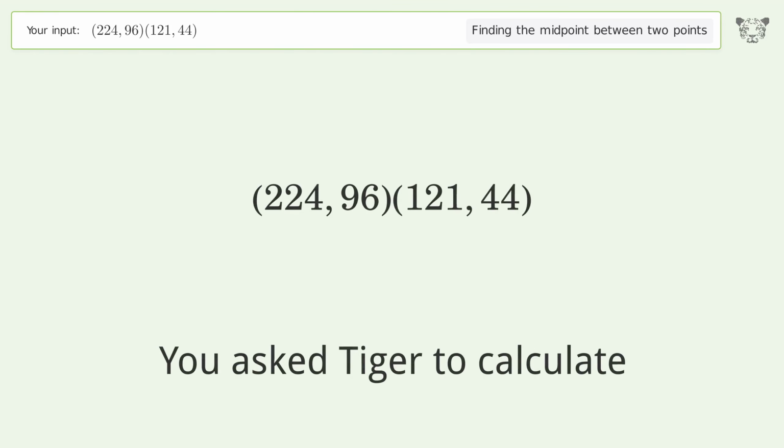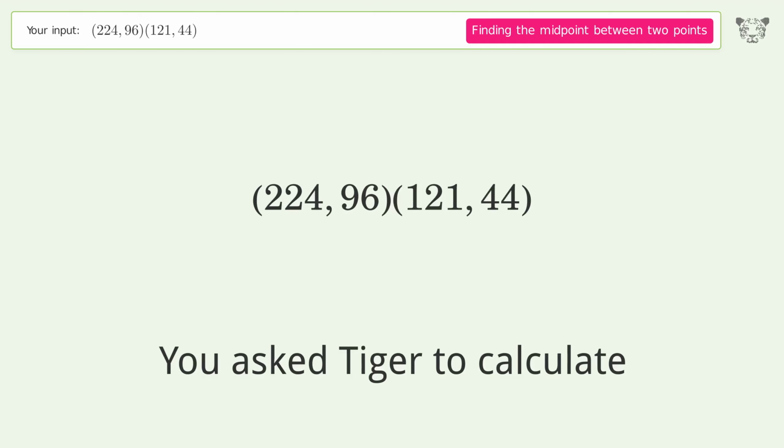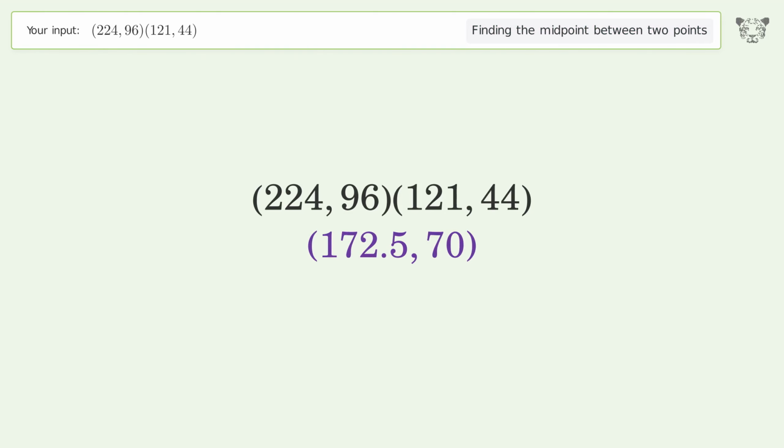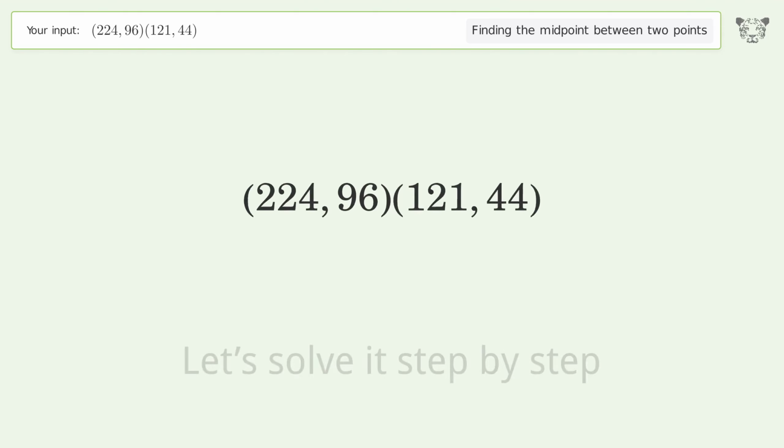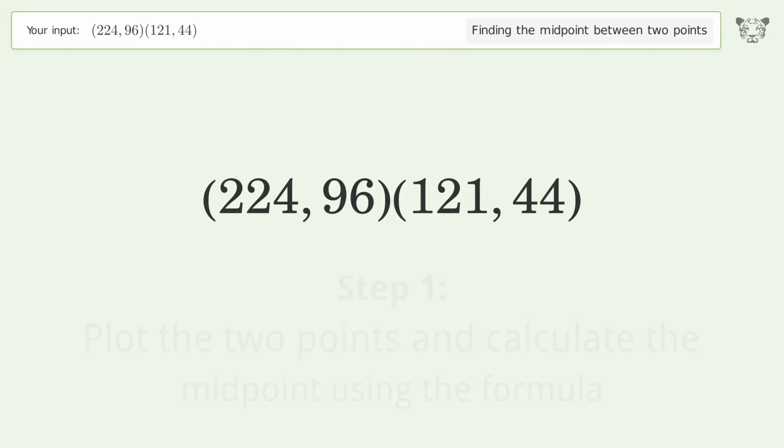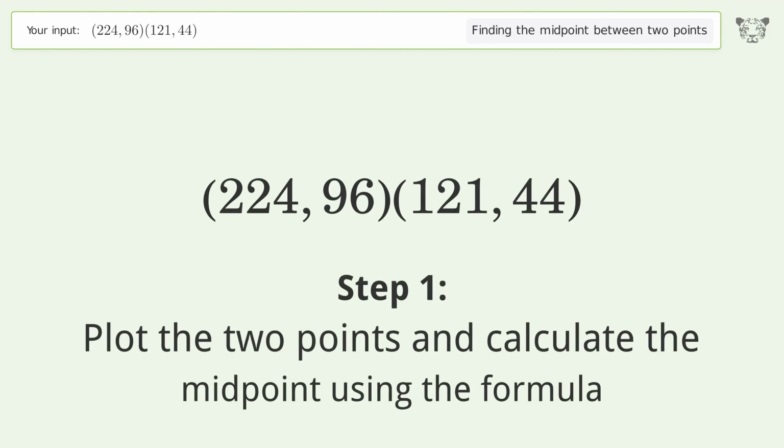You ask Tiger to calculate. This deals with finding the midpoint between 2 points. The midpoint between the 2 points is 172.570. Let's solve it step by step. Plot the 2 points and calculate the midpoint using the formula.